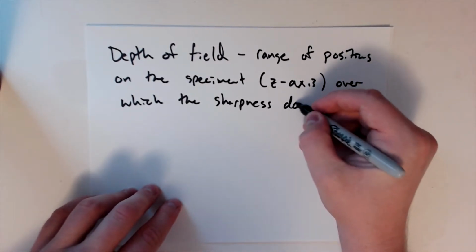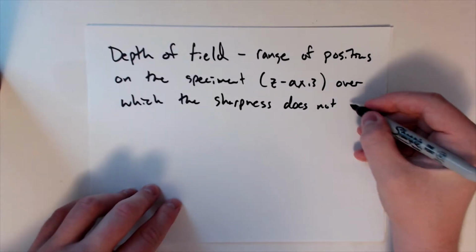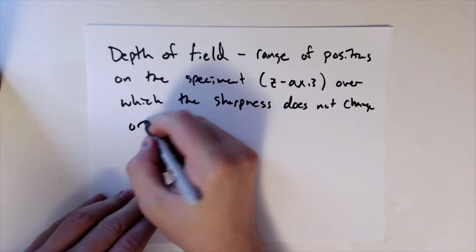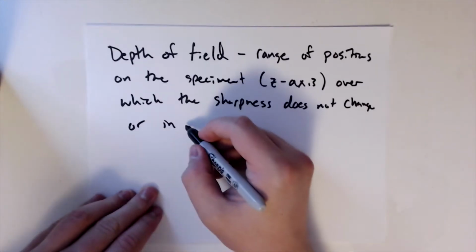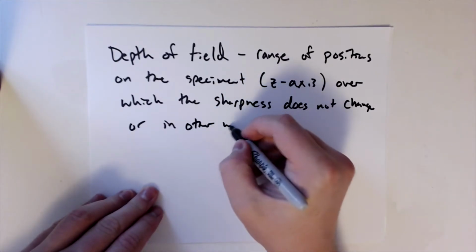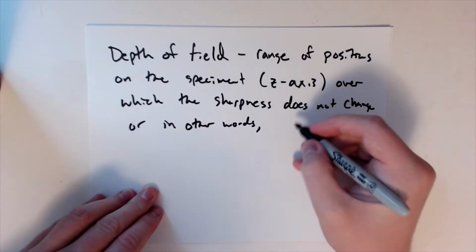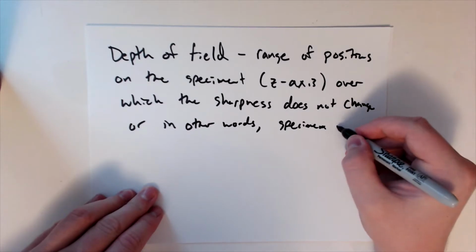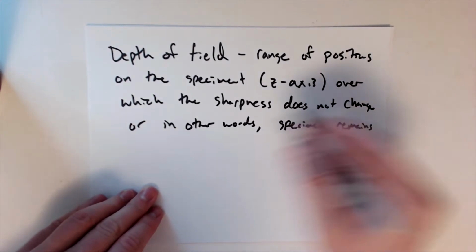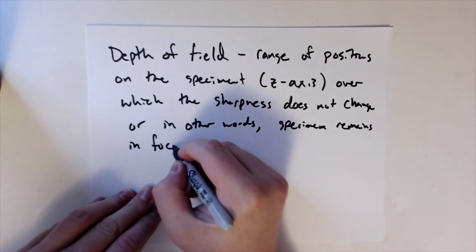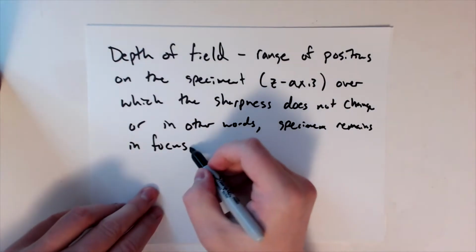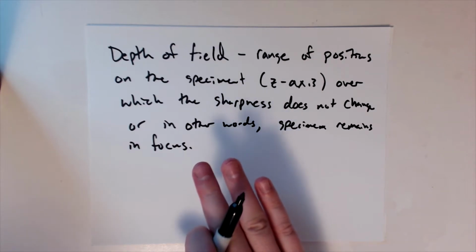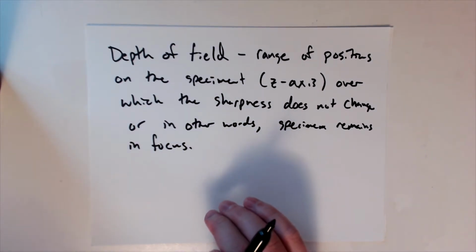And this does not change. Or we can put it another way: the specimen remains in focus. That's what we mean by depth of field. It's a range of z values over which the image is still in focus.